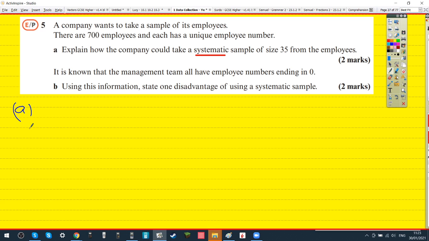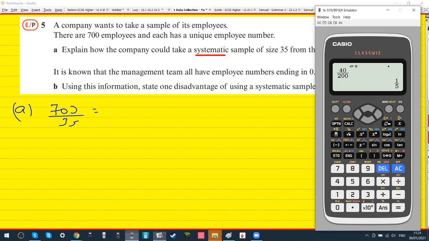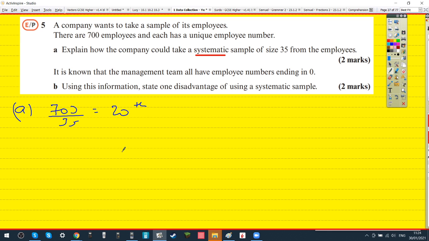Oh, hang on. How many forward would we count each time to get a sample size of 35? 5. How'd you get 5? Well, you could just do 5 and then add 5, 5, 5 until it gets to 35. I think what we need to do is 700 over 35. I got 20. So I think we should take every 20th person. You start somewhere randomly and you take every 20th person. And the 21st person would be back to the start again. Yes. And then how about part B?